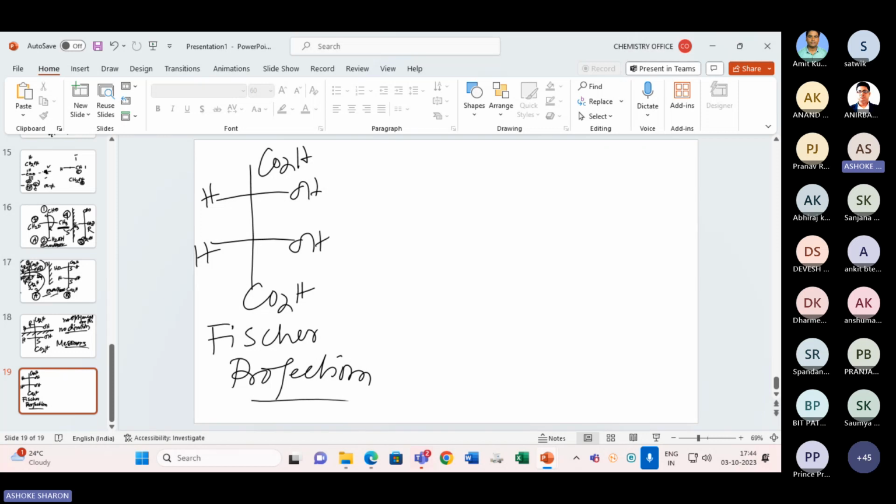Now, if I try to draw this molecule in a Sawhorse projection formula, there are a lot of techniques. Whatever I will teach you, just follow my techniques. You can solve any problem in stereochemistry.